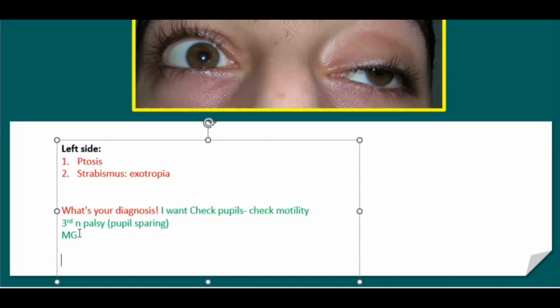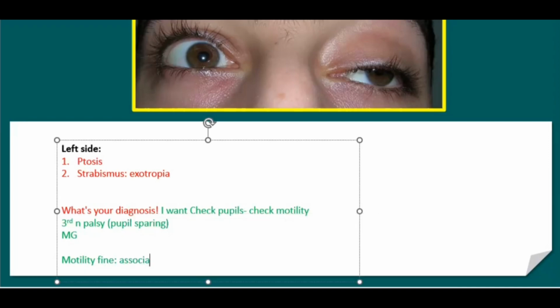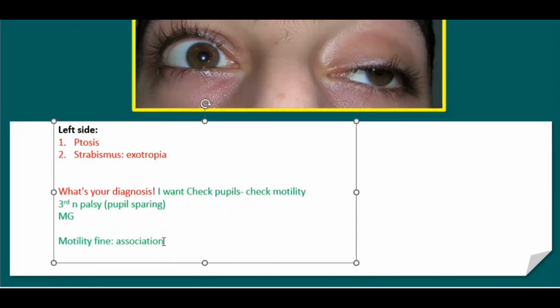But imagine if the examiner told you motility is fine, in this scenario you may think of an association, just a coincidence: the patient has exotropia and ptosis. So this is how we answer, but usually this is a remote scenario. And actually, this is a case of third nerve palsy. So the key answer is third nerve palsy. And most probably, the examiner will tell you the motility is affected and this is third nerve palsy, and ask how you will manage such a patient.